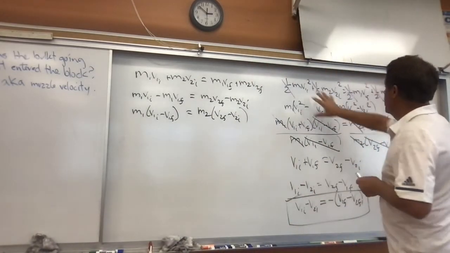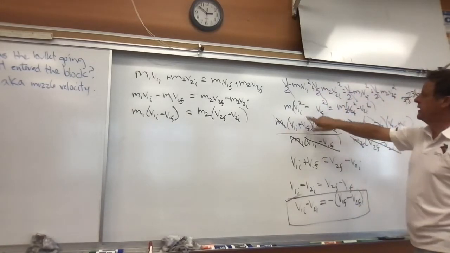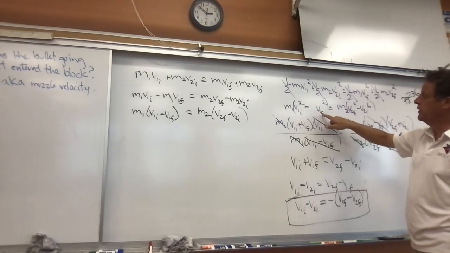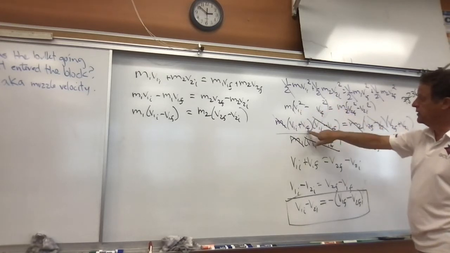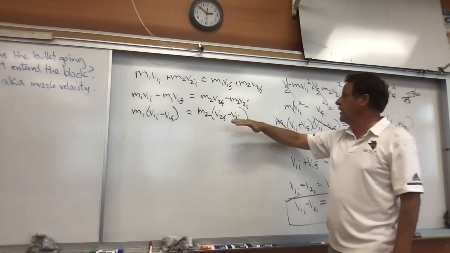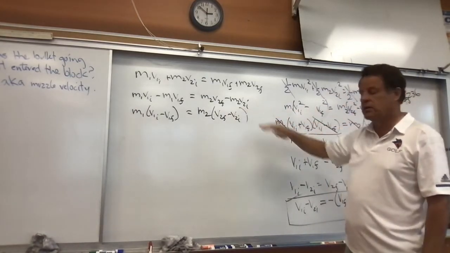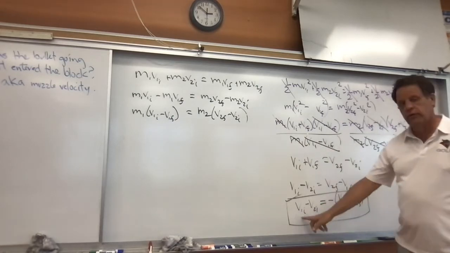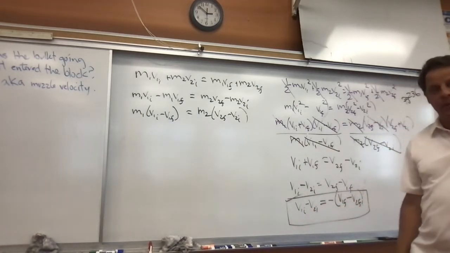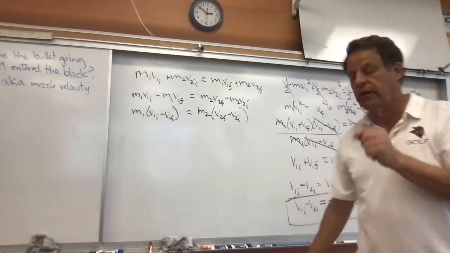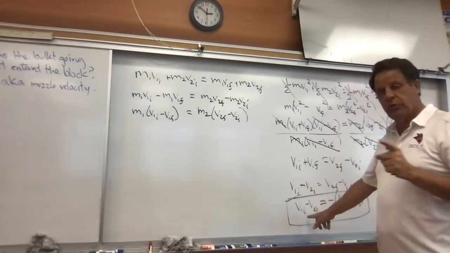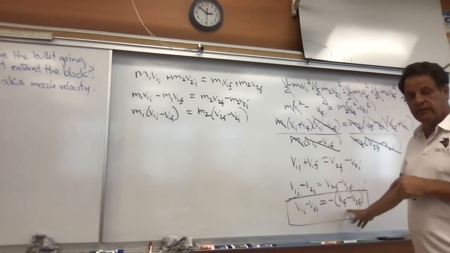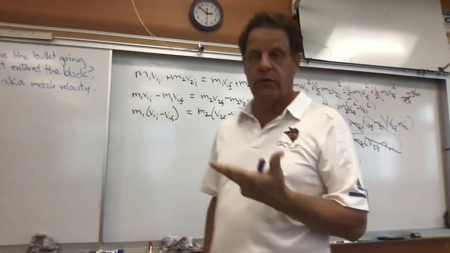So we simplify this. We end up getting a combination of v1 initial squared minus v1 final squared, the difference of two perfect squares. We're going to end up dividing this equation by momentum. Through the magic of math, we end up with this equation down here, which says that the relative velocities between the first two balls is equal to the negative of the relative velocities after the collision.